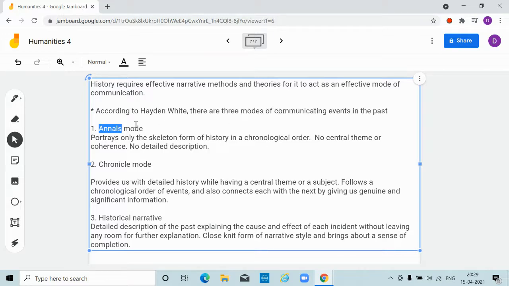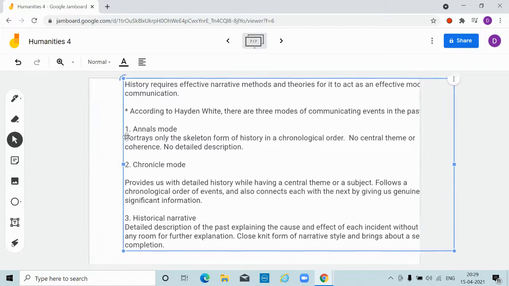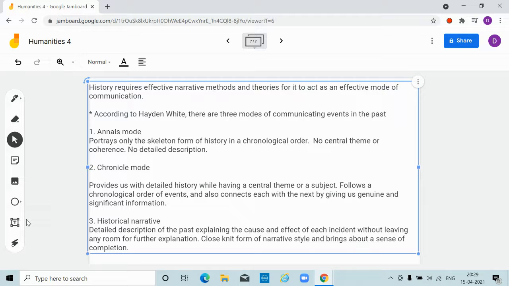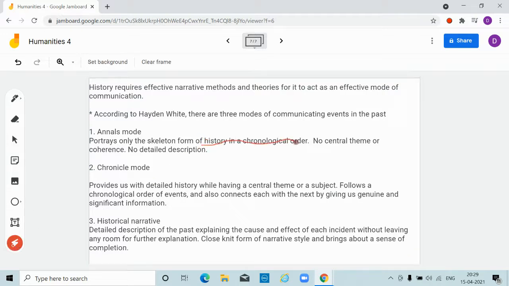Now, the annals mode portrays only the skeleton form of history in a chronological order. There is no central theme or coherence. There is nothing that binds the events together, and there are no detailed descriptions. For example, if you're talking about the post-independence aspect of Indian history, if you are narrating post-independence Indian history in the annals mode, how will it be done?